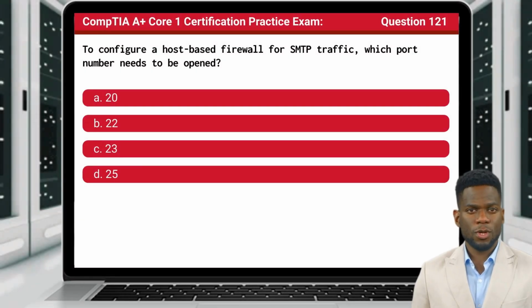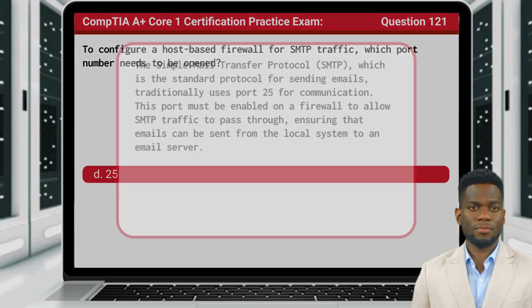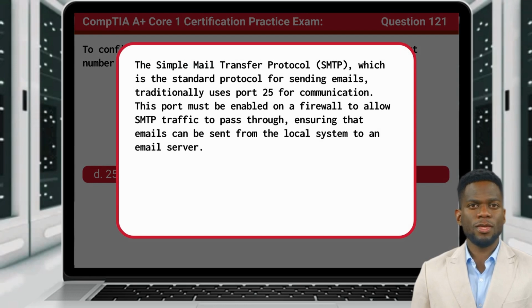Question 121. To configure a host-based firewall for SMTP traffic, which port number needs to be open? The answer is D, 25. The Simple Mail Transfer Protocol, SMTP, which is the standard protocol for sending emails, traditionally uses port 25 for communication. This port must be enabled on a firewall to allow SMTP traffic to pass through, ensuring that emails can be sent from the local system to an email server.